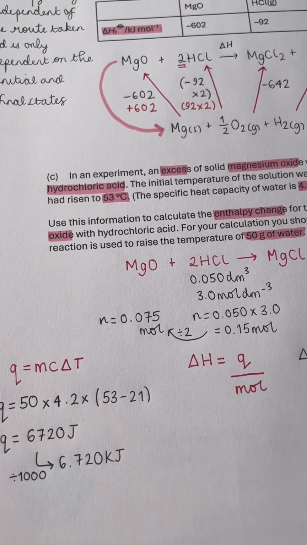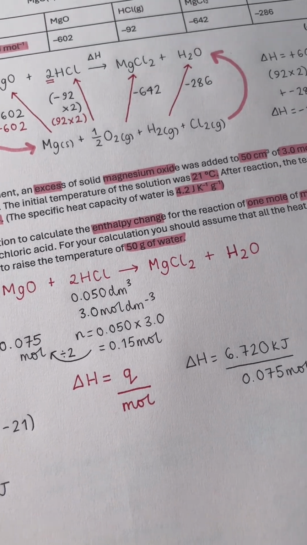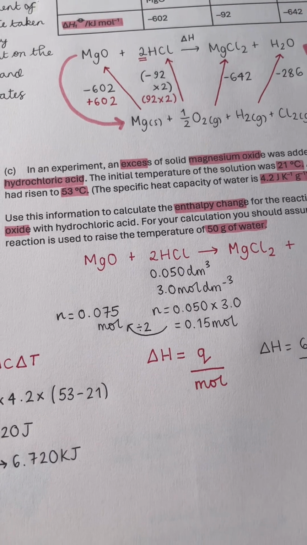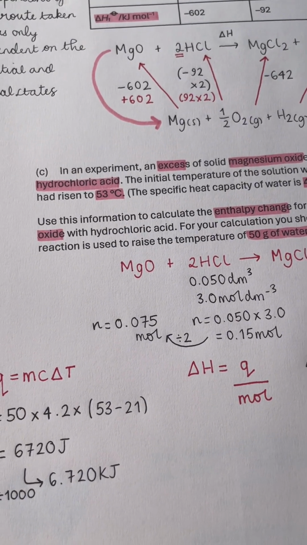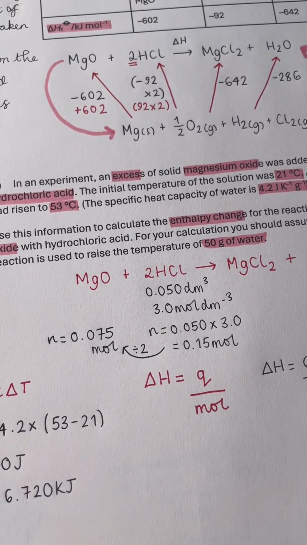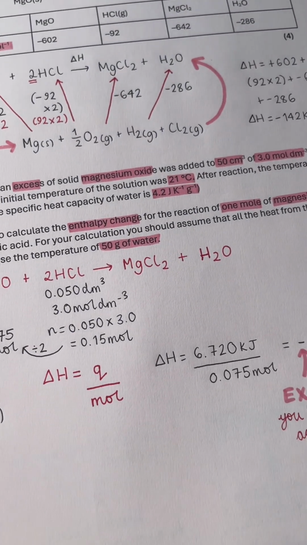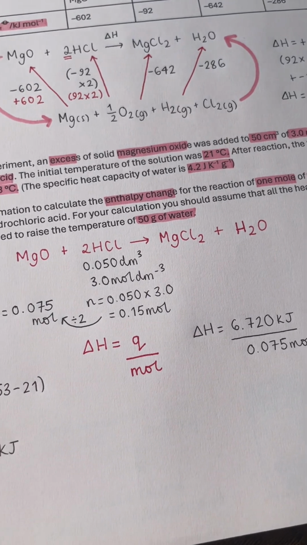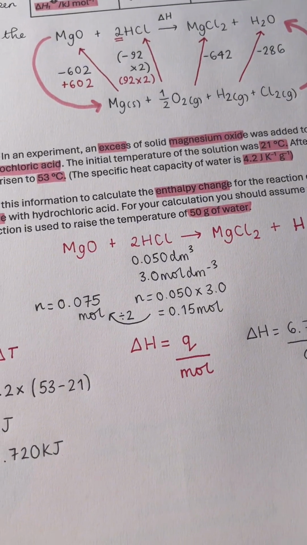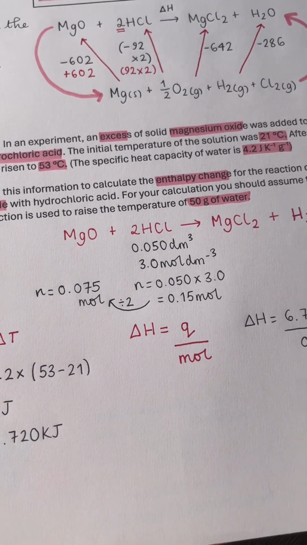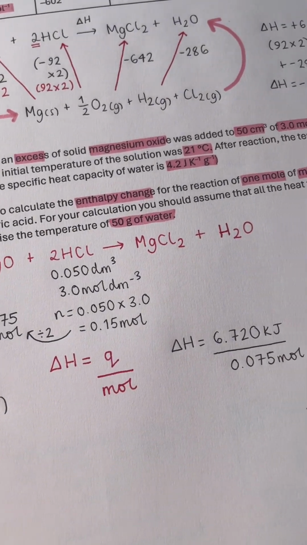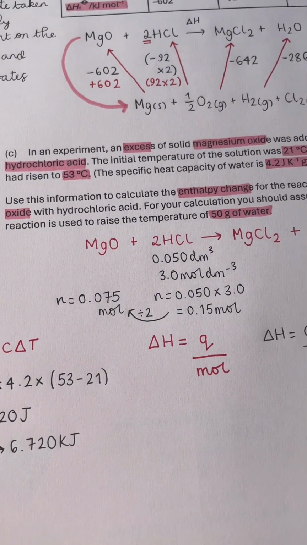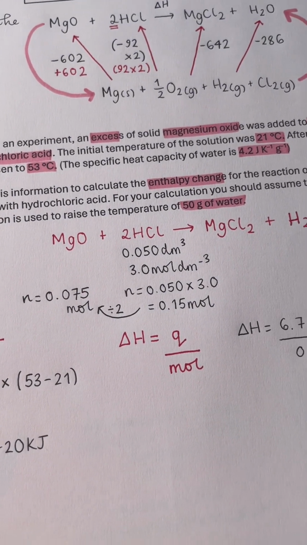We have to use this information to calculate the enthalpy change for the reaction of 1 mole of magnesium oxide with the hydrochloric acid. Now the magnesium oxide is in excess, so we don't have information about that, but we do have information about the hydrochloric acid, and we can write a lovely balanced chemical equation and use our mole ratios, which is exactly what I've done and will explain. Then it says, for your calculation, you should assume that all the heat from the reaction is used to raise the temperature of 50 grams of water. Fab.